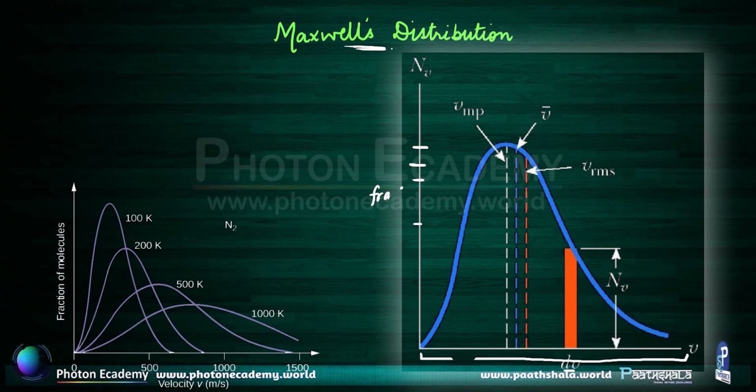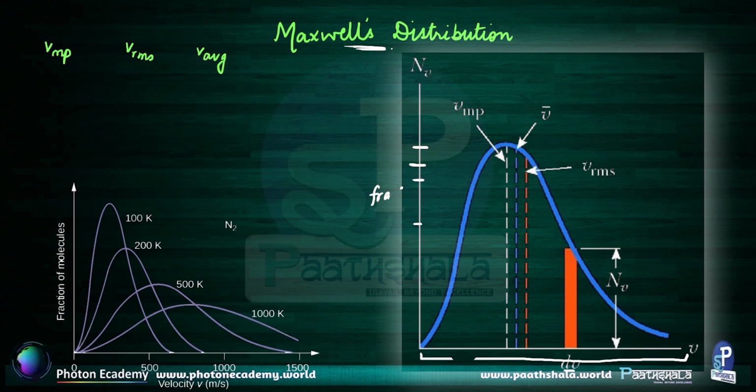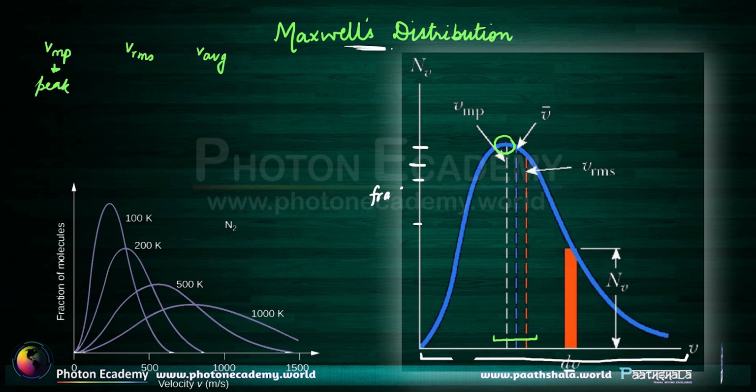So basically the three velocities which we just studied, that is V most probable, V RMS and V average, these three are also represented somewhere on this line. By definition, V most probable should correspond to this peak. So the white graph which you can see here refers to the V most probable. That is, it is having the maximum fraction of molecules corresponding to this speed. That is why it is named the most probable velocity.